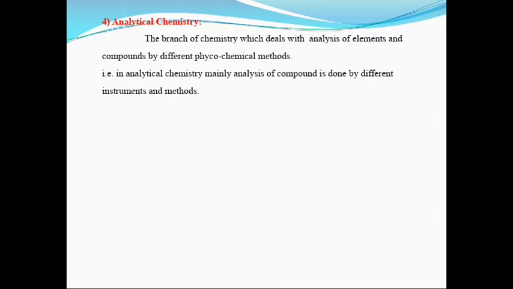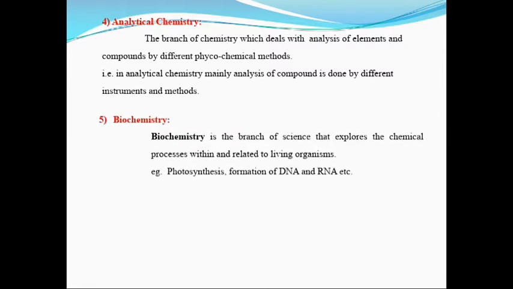So in analytical chemistry, different instruments and different techniques are used to do the analysis of substances or elements or matter. So that we call it as analytical chemistry. That is, in analytical chemistry, mainly analysis of compounds is done by different instruments and methods. Okay. The last part that we call it as biochemistry.